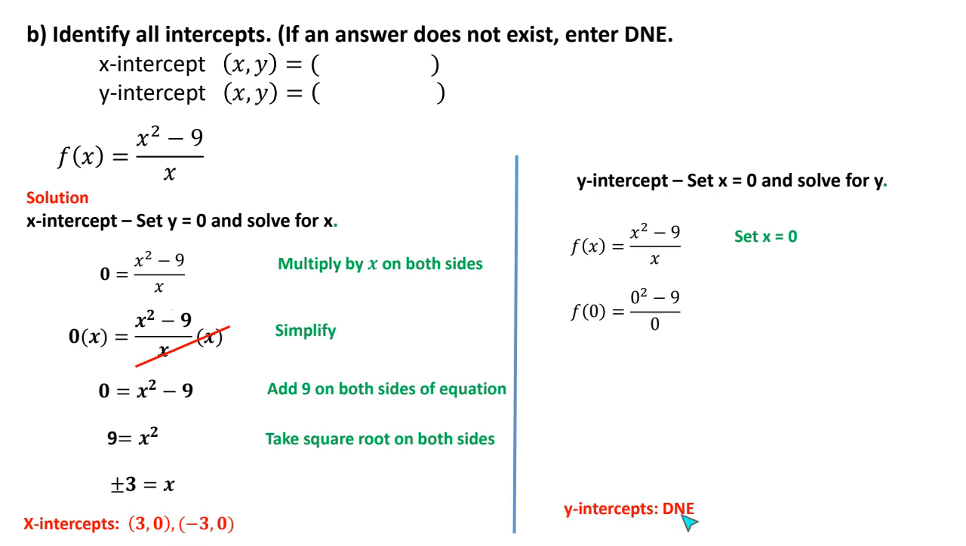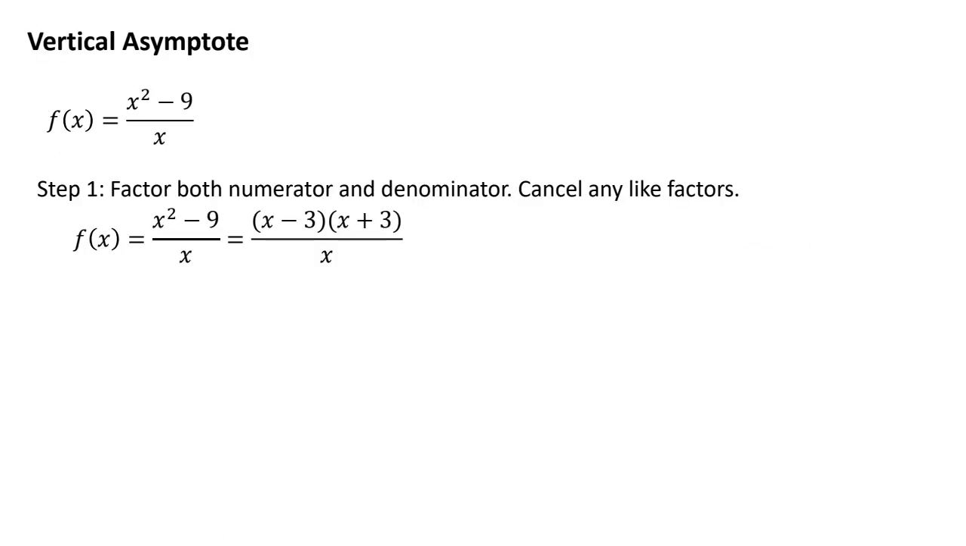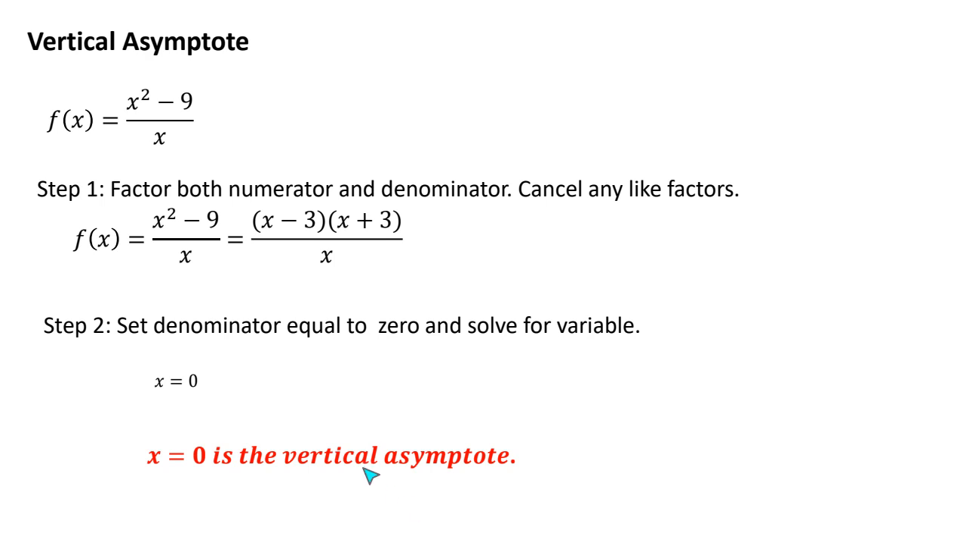And then next we go on to finding the asymptotes. So you want to make sure that you factor the numerator and denominator, because if in the denominator you had, for example, x minus 3, then these factors would cancel. And when you cancel these factors, it creates a hole in the graph. In this situation, we cannot cancel any of the factors. So we set our denominator equal to 0, and so our vertical asymptote is at x equals 0.